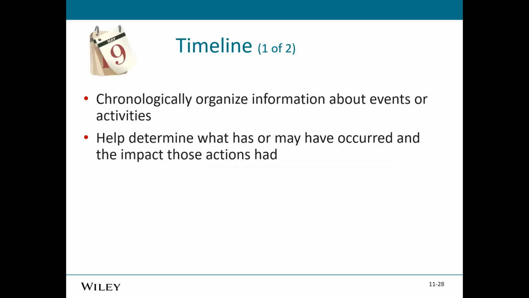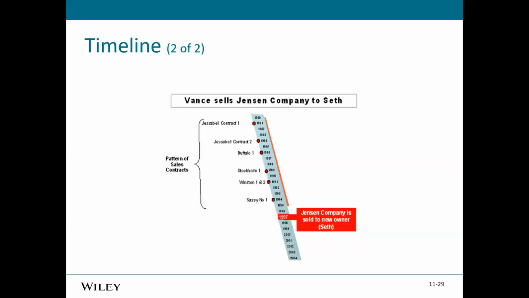And then the last one is our timeline. A timeline just gives us a chronological order of events. You should be fairly familiar with that. So we have 1980 through 2014, and here's when all of the key events in our transaction took place.